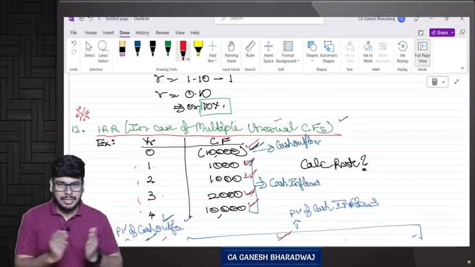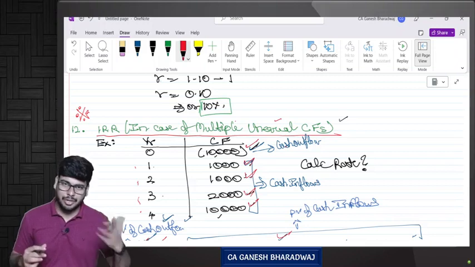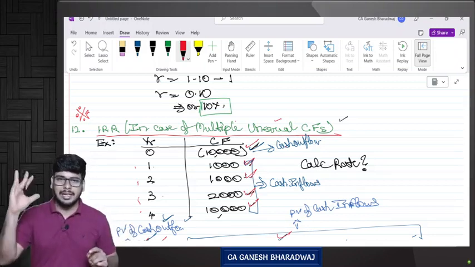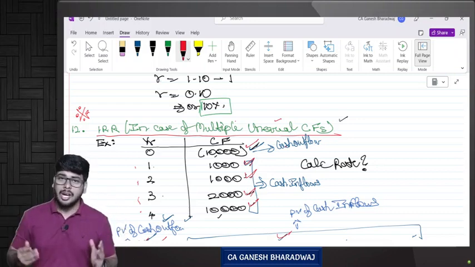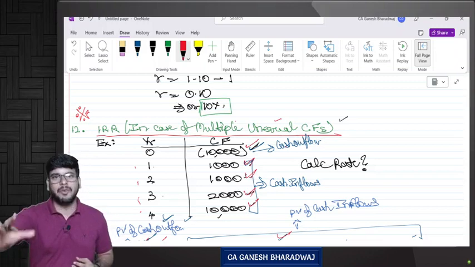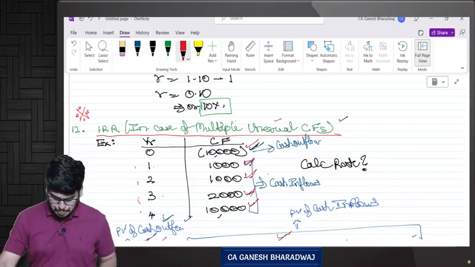One simple tool is Microsoft Excel. There is something called an IRR formula in the Excel spreadsheet. With one single tap of a button, automatically you will get it. Or there are multiple IRR calculators using which you can get your IRR. I will show one example right in front of you.